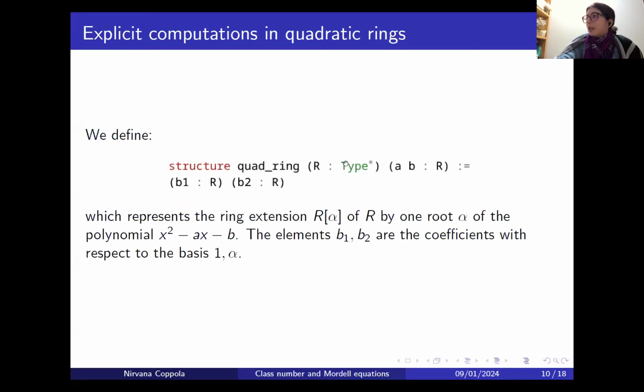So what does it mean? We would like this QuadRing to be the extension of R by one root of a certain polynomial. a and b will be the coefficients of the polynomial. So more specifically, we are extending R, adjoining one root of the polynomial x² - ax - b. So R could be Z, and a could be 0 and b could be d, and we would be adjoining the square root of d to our ring Z. And then b1 and b2 would be the coefficients of our element with respect to the basis 1, alpha. So in our case, 1, √d.